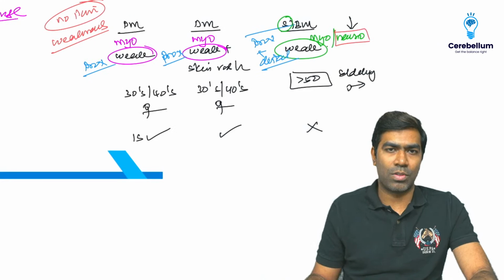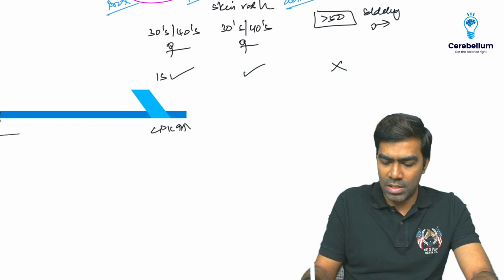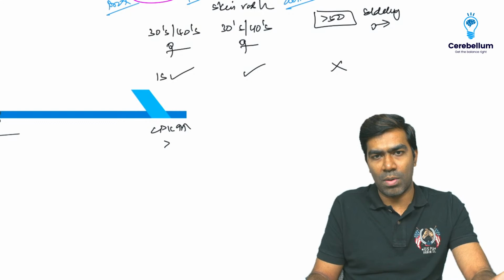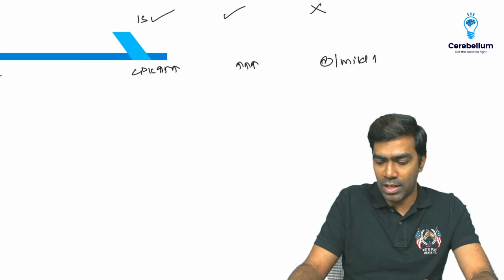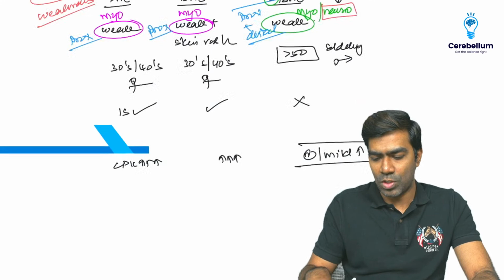And what about CPK? CPK levels will be elevated, technically more than 50 times the upper limit of normal. So it will be very much elevated. CPK levels will be very much elevated in dermatomyositis also. But CPK levels will be normal or only mildly elevated in the setting of sporadic inclusion body myositis. It will be less than 10 times the upper limit of normal, not that much elevated. So these are the three important types of myositis.